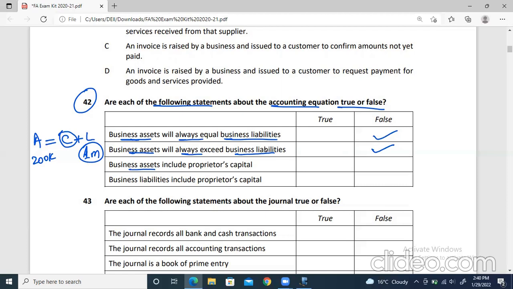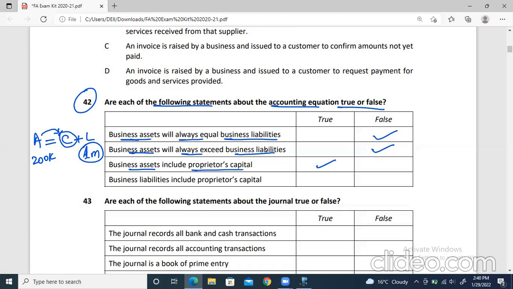Now, business assets include proprietor's capital. Yes, exactly. This is correct. Why is it correct? Because if you look at the equation, assets equal capital plus liabilities. So do the assets include this capital? Yes, they do, because assets are equal to capital and liabilities, right? So business assets include both capital and liabilities. Okay, so this is true.